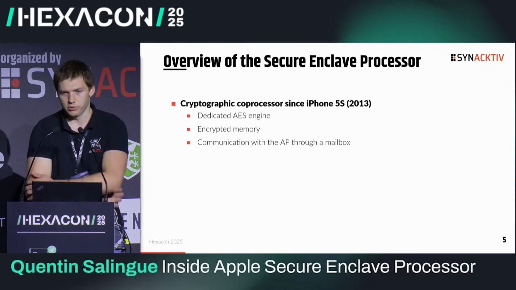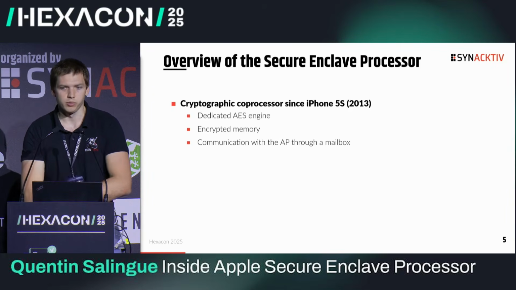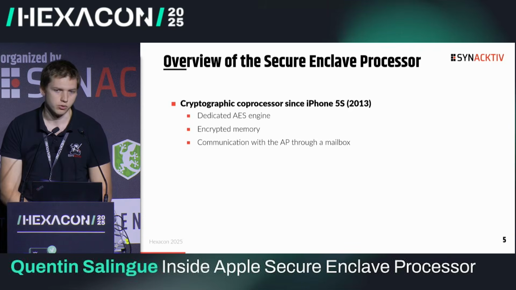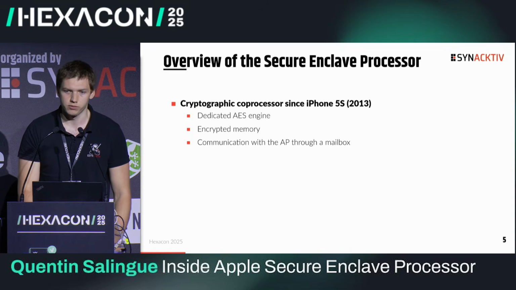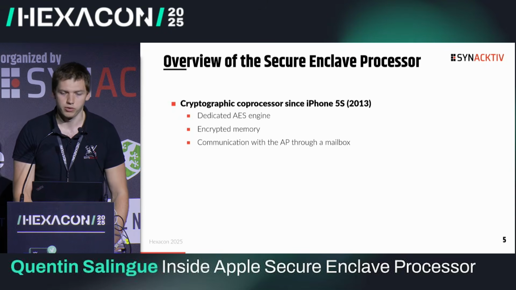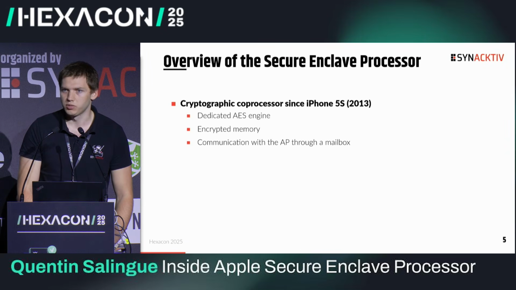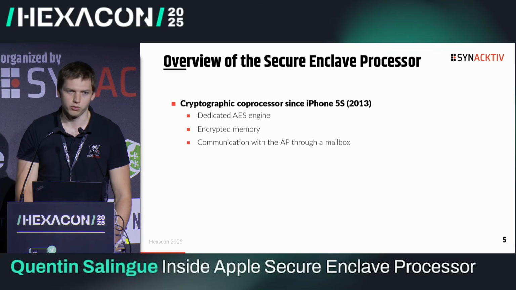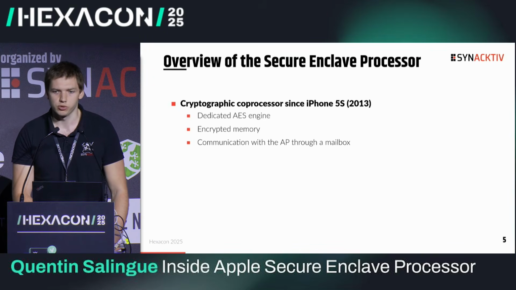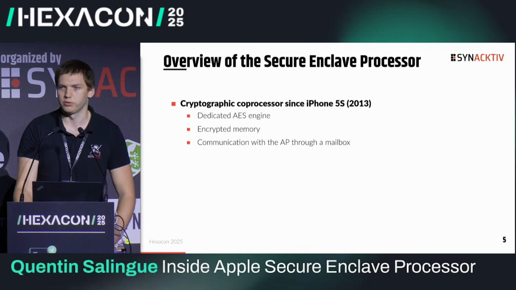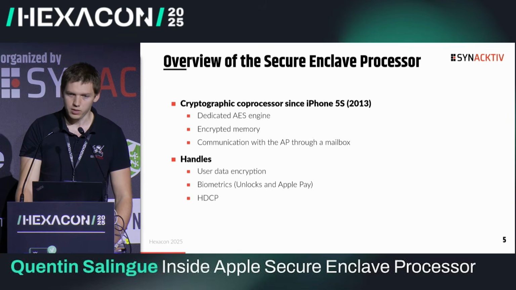So first of all, an overview. What's the SEP? It's a cryptographic coprocessor that was added to the iPhone 5S quite a long time ago now. It was in 2013. It comes with dedicated peripherals to do cryptography, like an AES engine. And also it has an encrypted memory, which is not reachable from the main application processor. And all communication between the SEP and the application processor goes through a mailbox to limit the attack surface.